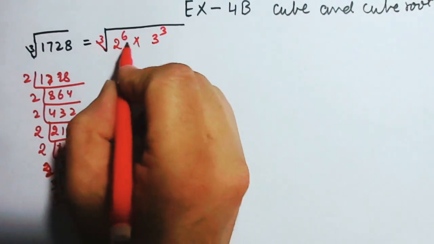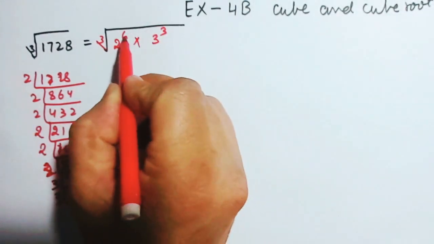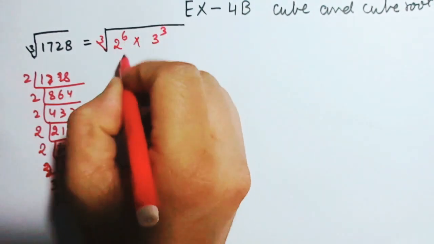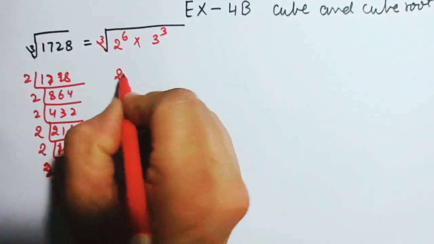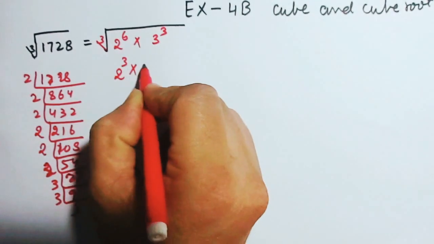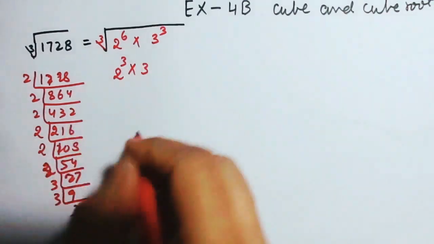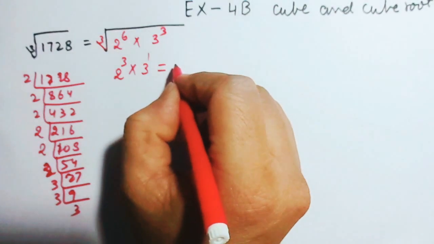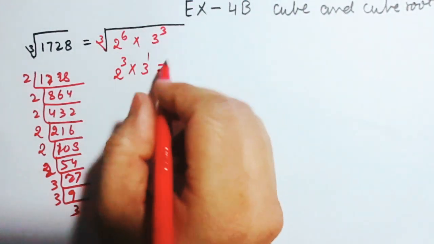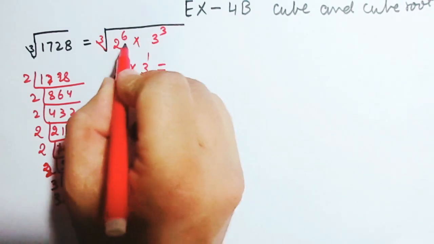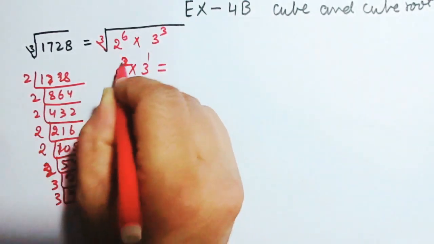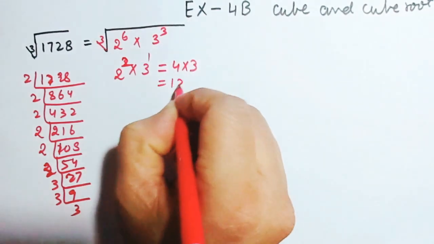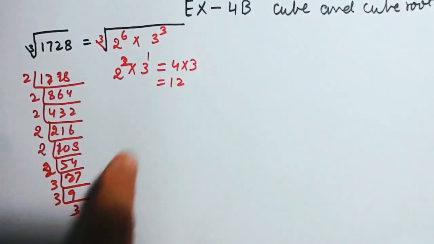Now in order to take out from a cube root, you divide each of the powers by 3. So what are you going to get? You will get 2 to the power 2 times 3 to the power 1, and when you multiply it, have a look: here you will have 2 squared into 3, which is 4 into 3, equal to 12. This is how you people will be doing it.